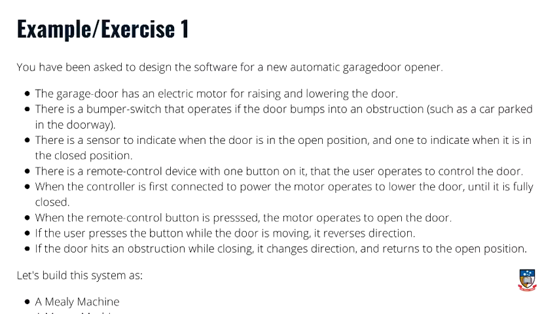We have a sensor that indicates when the door is fully open. We have a sensor that indicates when the door is fully closed. And then we have a remote, and it's a single button remote. You press the button once, and if the door is closed, it's going to open. If the door is open, it's going to close. If it's halfway through opening, it's going to change direction. And same thing if it's halfway through closing.